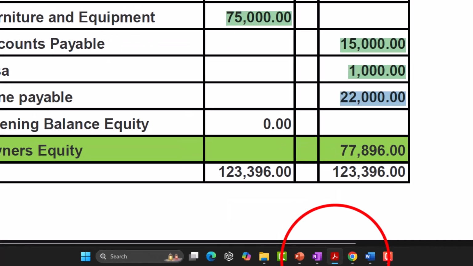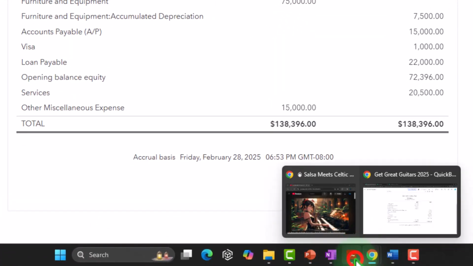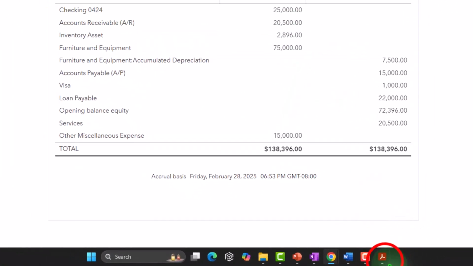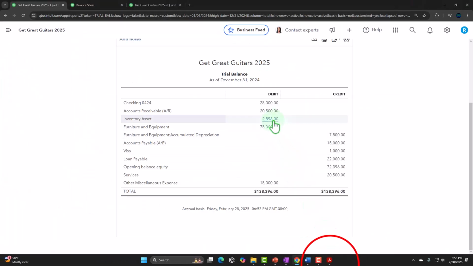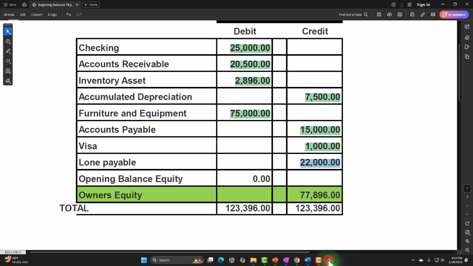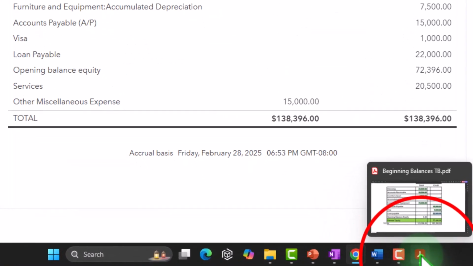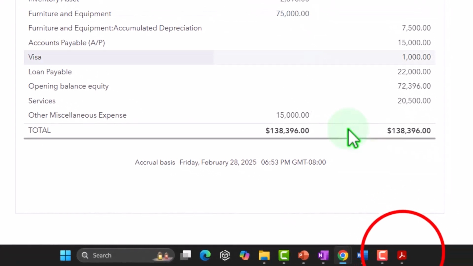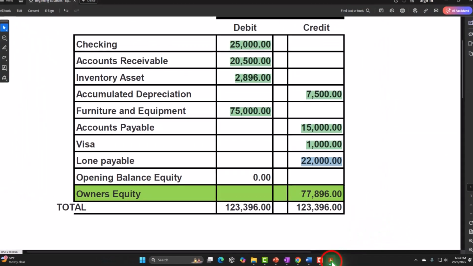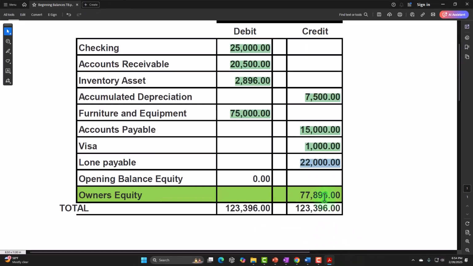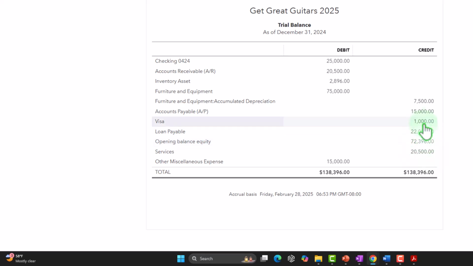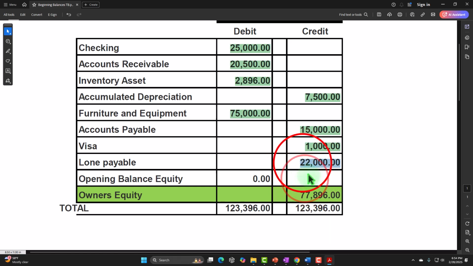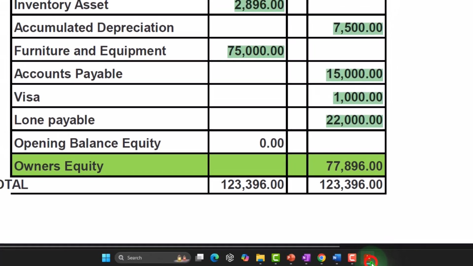So 25,000, 25,000 cash. 20,500 accounts receivable, 20,500. Inventory should be 2,896, 2,896. 7,500 accumulated depreciation, 7,500 accumulated depreciation. Contra asset account is a credit. 7,500 furniture and equipment, 7,500 furniture and equipment. And then accounts payable, 15,000, accounts payable, 15,000. And then 1,000 for the Visa, 1,000 for the Visa. And then let's color this one: 22,000 for the loan payable, 22,000.